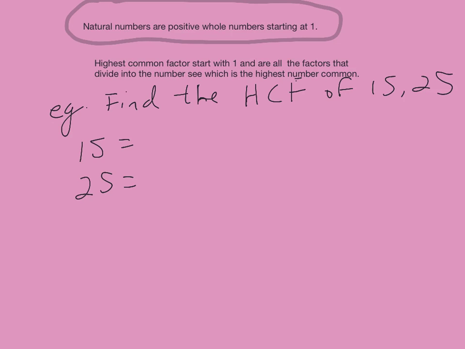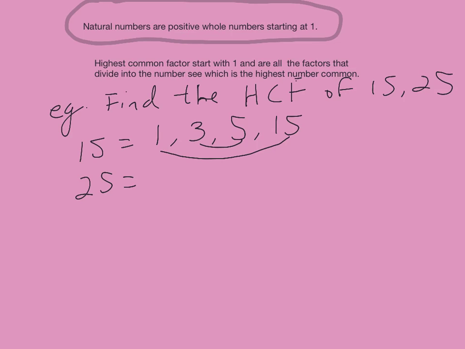So in order, we have obviously 1 divides into 15, 3 divides into 15, 5 divides into 15, and 15 divides into 15. As you see, they kind of all match up together. They have their matches to each other. 1 and 15 give you 15, 3 by 5 gives you 15. So we do the same with 25.